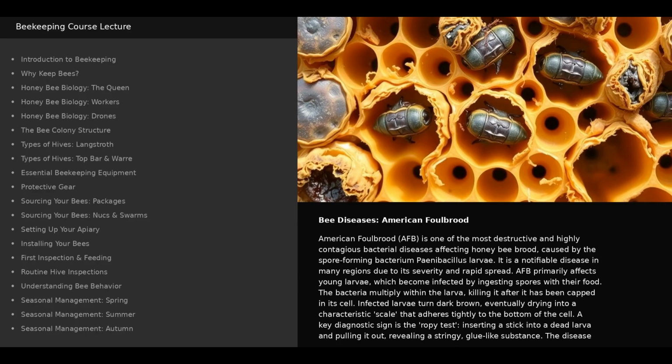A key diagnostic sign is the ropey test, inserting a stick into a dead larva and pulling it out, revealing a stringy, glue-like substance. The disease is highly persistent because the spores can remain viable for decades, making it extremely difficult to eradicate from contaminated equipment. AFB poses a significant threat to apiaries and requires immediate, drastic action upon detection.